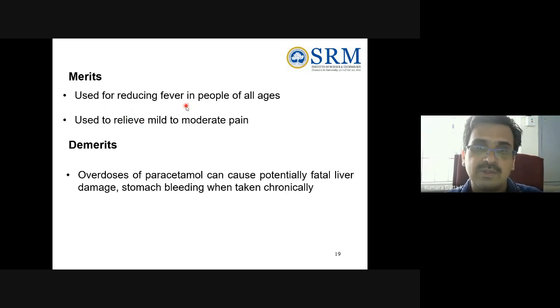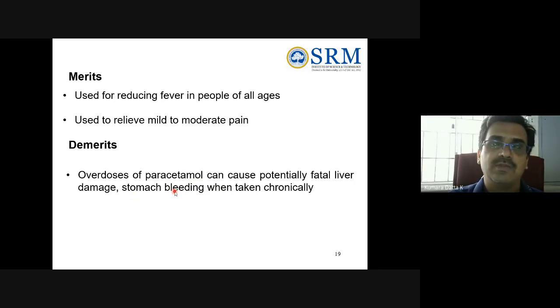As I told you, the merit of paracetamol is that it can treat fever in people of all ages, right from an adult to an infant to very old people. It can also be used to relieve mild to moderate pain. And of course, if you take paracetamol in excess, it can damage the liver and cause stomach bleeding if you take it continuously. So these are some advantages and disadvantages of taking paracetamol.